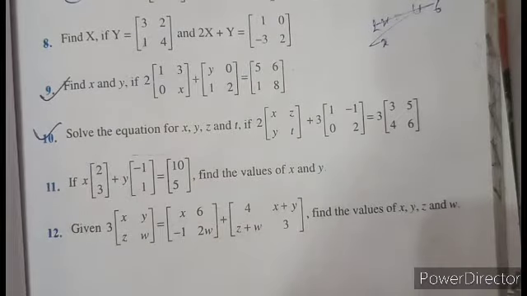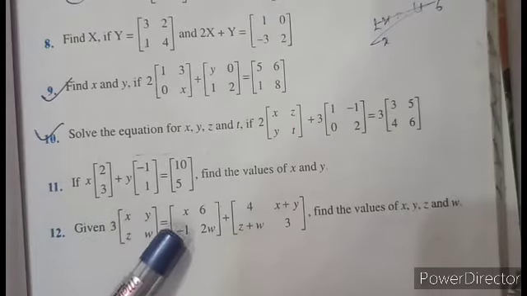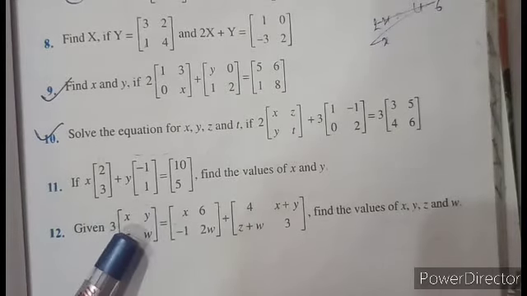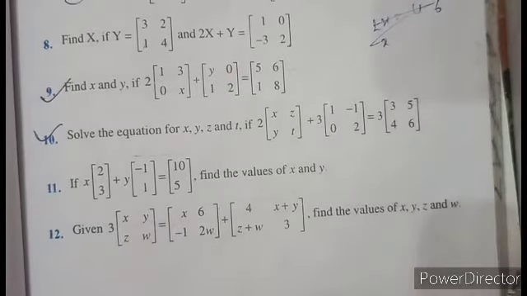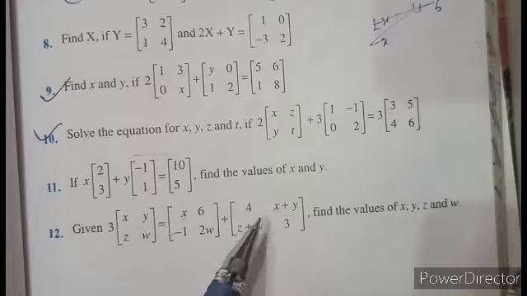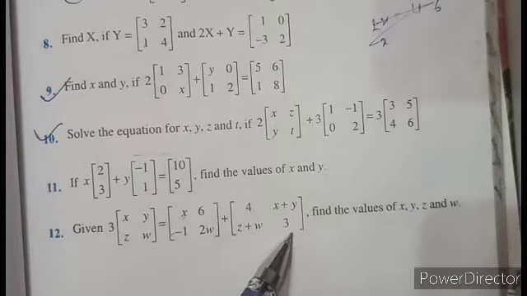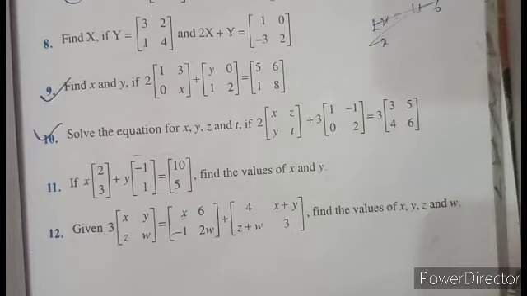Now come to question number 12. Here it is given that 3 into matrix x, y, z, w is equal to the sum of the two matrices x, 6, minus 1, 2w and 4, x plus y, z plus w, and 3. And we have to find the values of x, y, z and w.